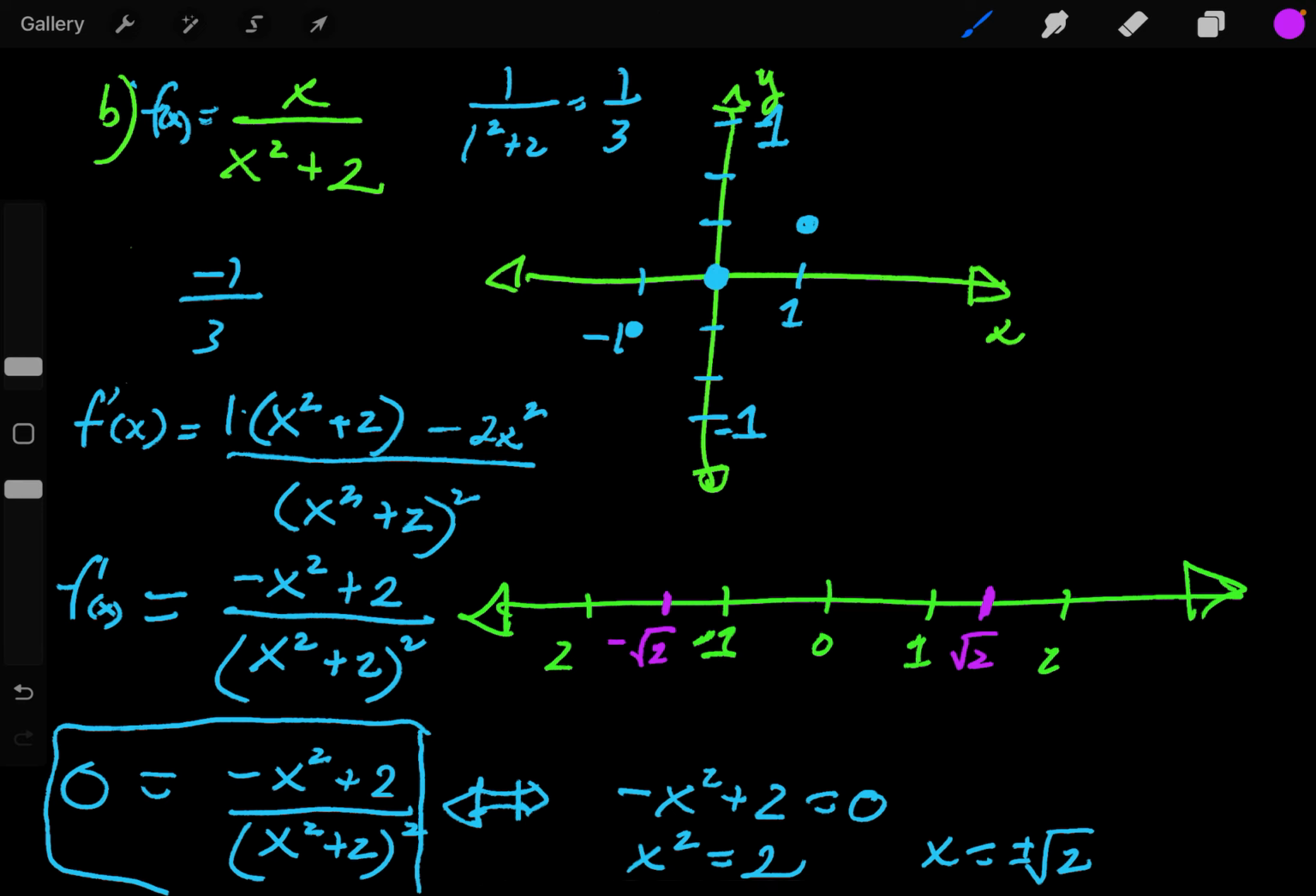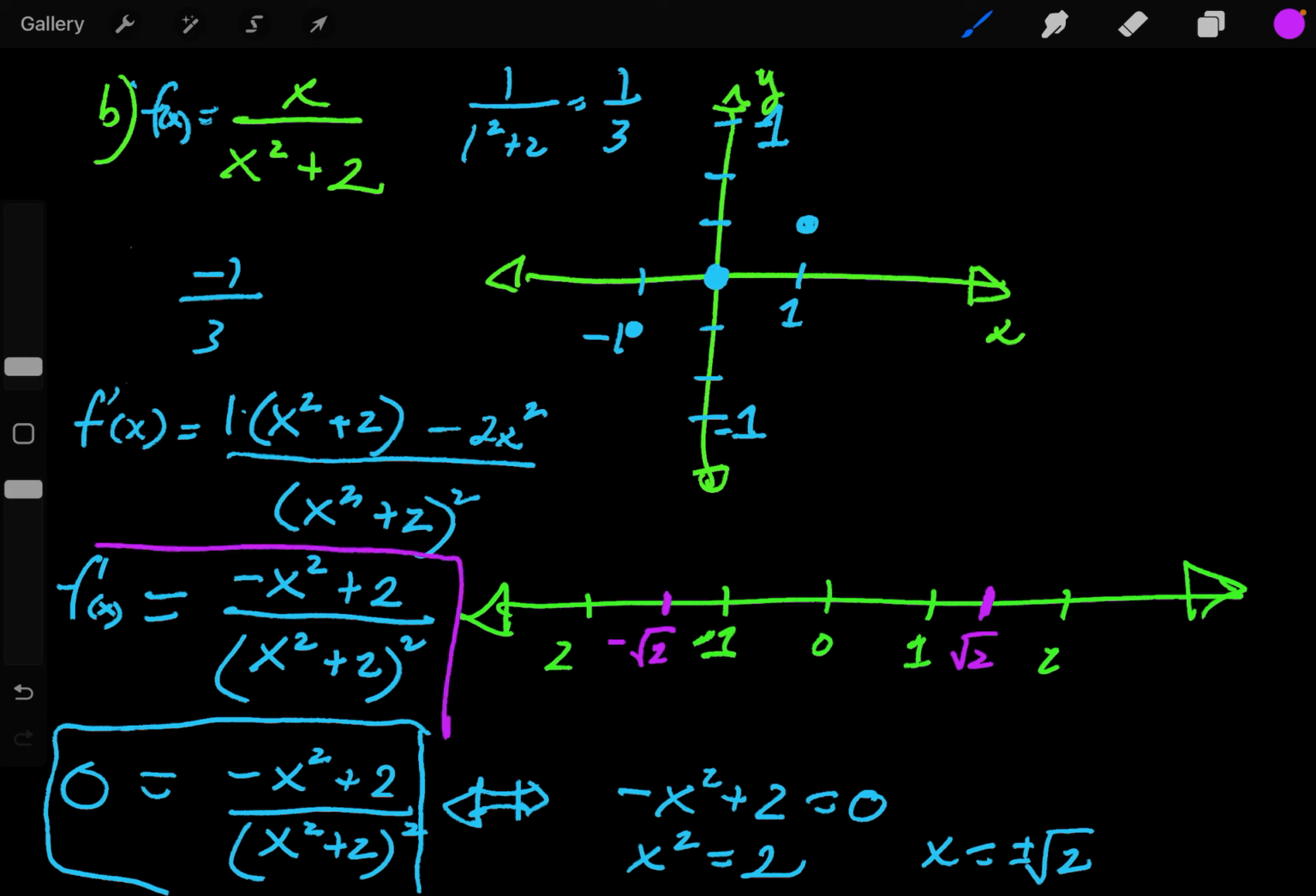And again, this breaks up the real line into 3 different intervals: everything less than the negative square root of 2, everything between negative square root 2 and positive root 2, and everything greater. Those are the 3 intervals that you have.